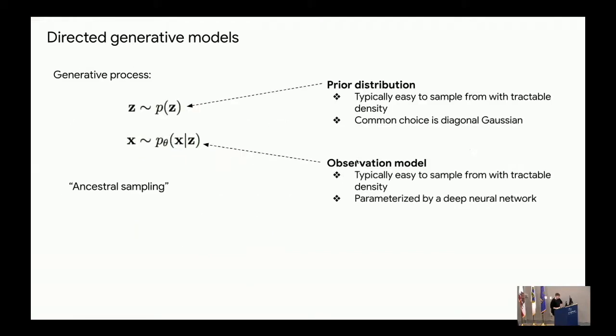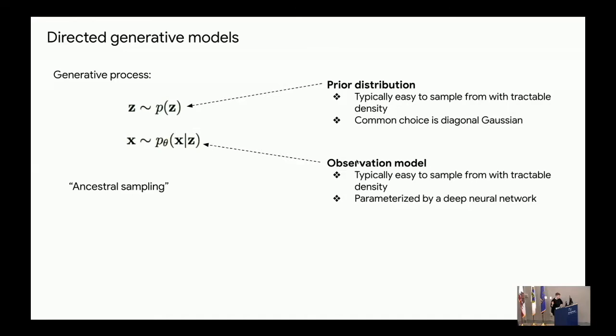And so the basic idea of directed generative models, and this is going to come up throughout most of the models that we work through today, is that we have some prior distribution over our latent variable Z. Typically, this prior distribution is defined as something that is tractable. A really common choice is just a diagonal Gaussian. There's lots of more sophisticated choices you could make, but in most of the examples that we're going to work through today, we're just going to assume a simple Gaussian.